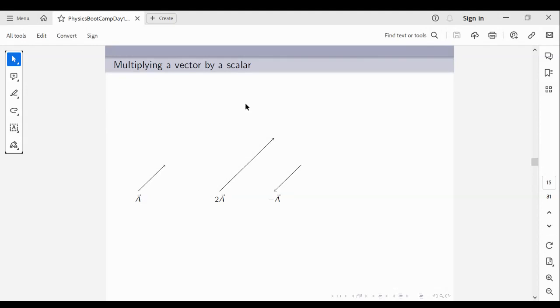I want to talk about one operation we can do with vectors, and that's multiply by a scalar. As the name suggests, it scales the vector. It can scale it in a forward direction or backwards direction, depending on what you want to call forwards and backwards. Let's start off with this vector A. If we multiply it by the number 2, just the number, not a vector, just a scalar, 2, we double its length and retain its direction. If we multiply it by -1, we retain its length and reverse its direction.